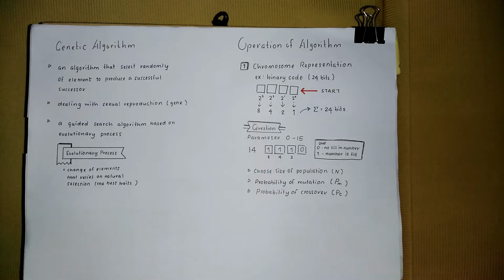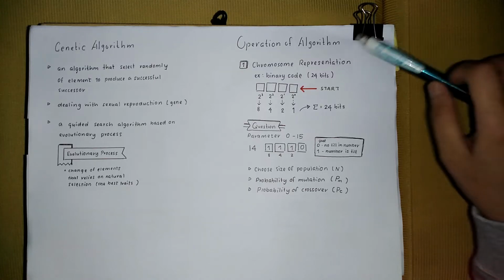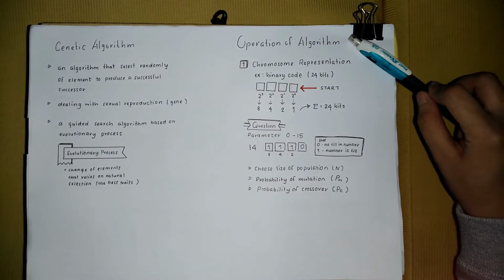But before that, what is evolutionary process? It is a change of elements that relies on natural selection, which relies on the best traits. Let's proceed to the operations of the algorithm.